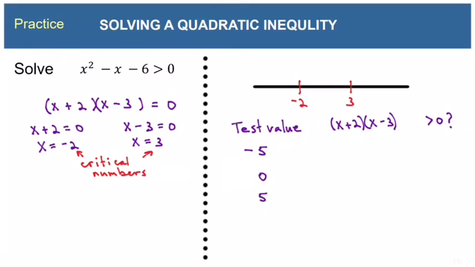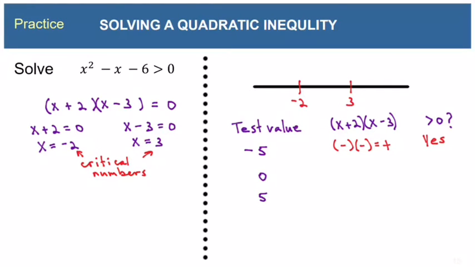Alright, so plugging -5 into our factoring, -5 plus 2 is -3. All we care about is that it's negative. And -5 minus 3 is also negative. Negative times negative is positive. Is that greater than 0? Yes, all positives are greater than 0.